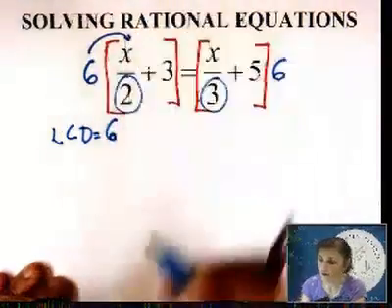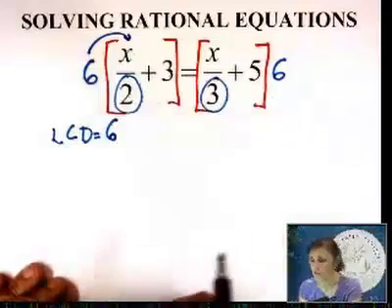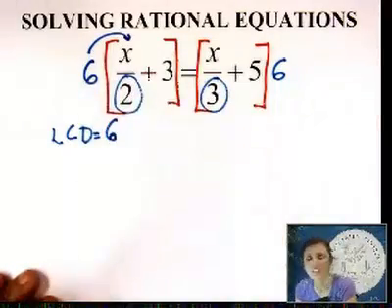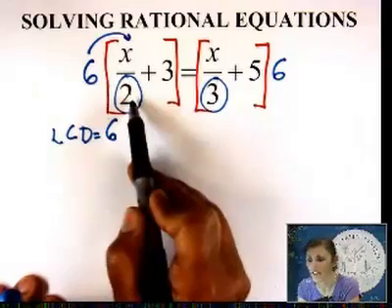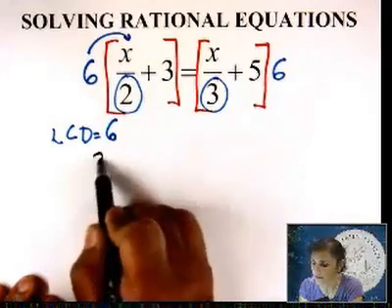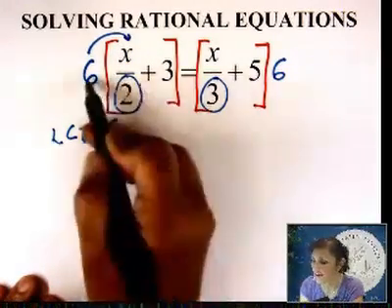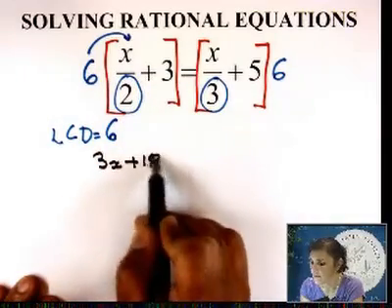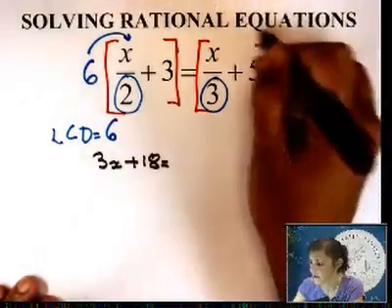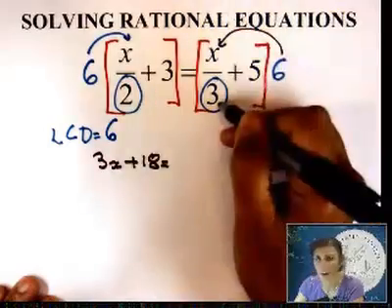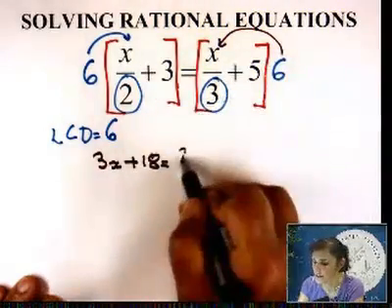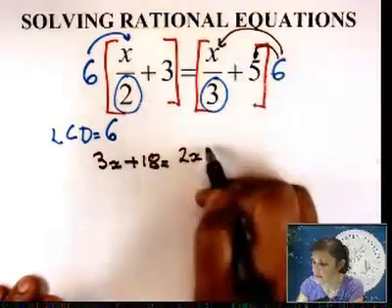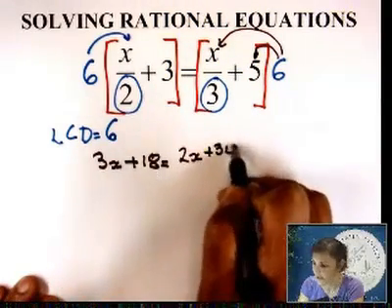Then you start foiling. What is 6 times x over 2? Here's a hint. Divide before you multiply. It makes it a little easier. 6 divided by 2, that's 3 times x. So you have 3x. And there's nothing at the bottom, so 6 times 3, that is 18. On the right-hand side, you do the same thing. 6 divided by 3, that's 2 times x. And there's nothing in the denominator, so you go 6 times 5, that's 30.